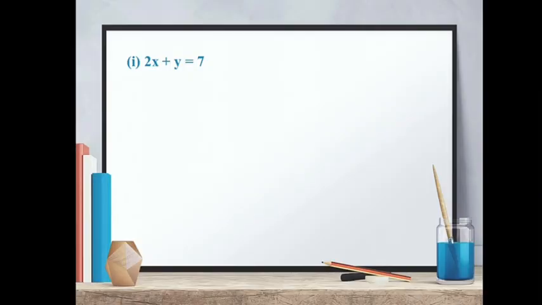So the first is 2x plus y equals 7. Here we can take x as 0 or any other number to find out y, and we want 4 solutions for each equation. It means for this equation we have to find 4 solutions. So the solution: 2x plus y equals 7, y equals 7 minus 2x.